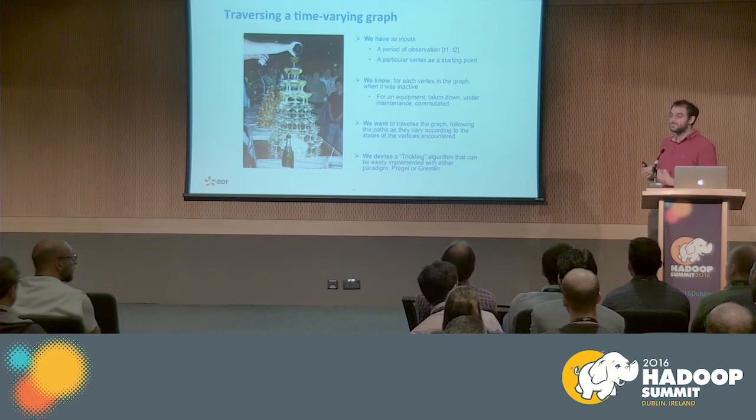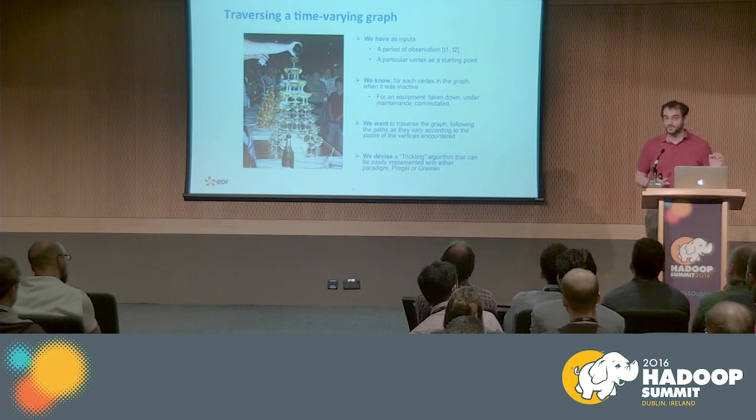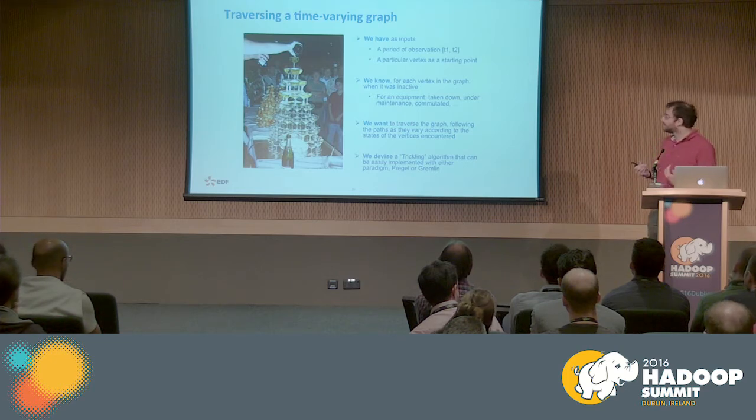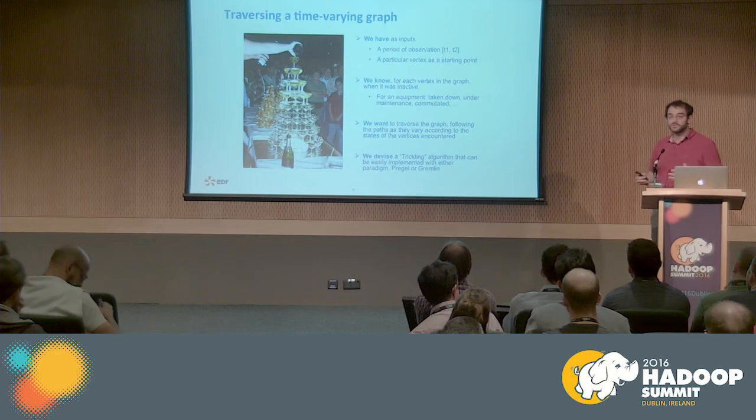The use cases we want to implement have as input a period of observation, which is a time interval, T1, T2, and a particular vertex as a starting point, typically a distribution substation for which we want to compute some statistics, for example. And we know for each vertex in the graph its validity and failure intervals, and so on, representing its state at any given time. And for this purpose, we want to traverse the graph, that is, explore the graph from the input vertex until we reach all the subgraph that is lying under the vertex.